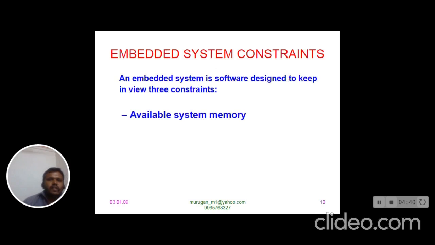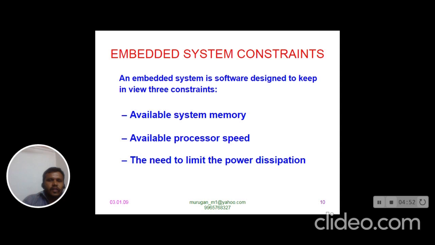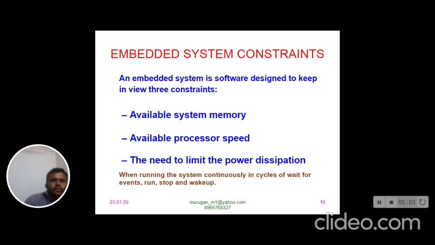Embedded system constraints. An embedded system is designed to keep within three constraints. The first one is available system memory, then available processor speed, and the need to limit the power dissipation. These are the main three constraints we consider when building an embedded system for a particular application. When running the system continuously in a cycle, we have events, that is, run, stop, and wake up.